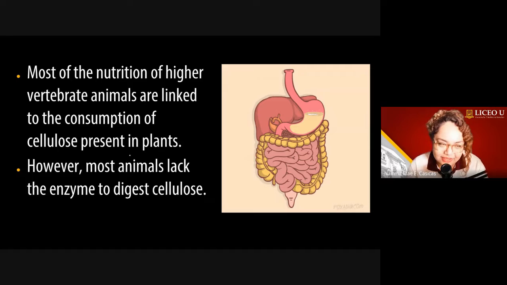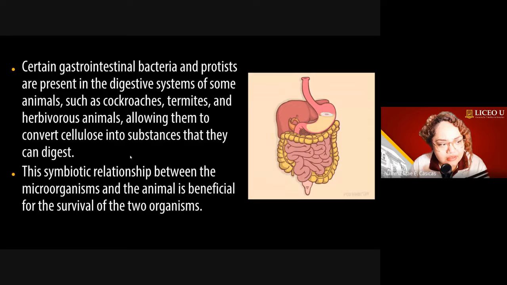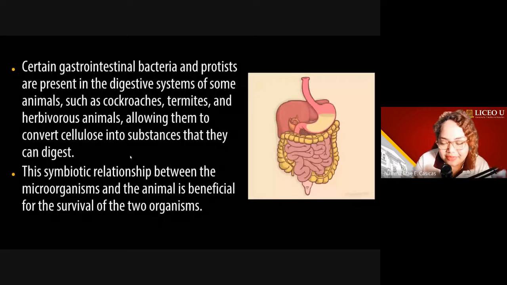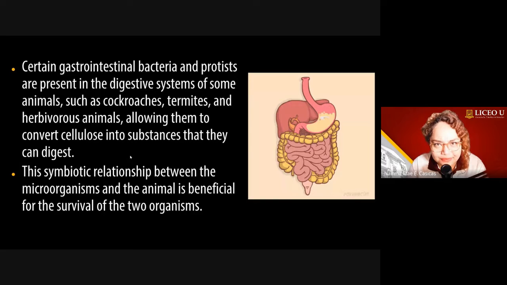So most of the nutrition of higher vertebrate animals, just like us humans, is linked to the consumption of cellulose present in plants. However, most animals lack the enzyme to digest cellulose. If you've heard of gluten-free, gluten is a kind of carbohydrate that acts as a natural binder of foods. There are people that cannot digest gluten, but it's not really for diet purposes, like for losing weight. It's for people that cannot digest gluten properly, and you call that celiac disease, I believe, if I'm not wrong.